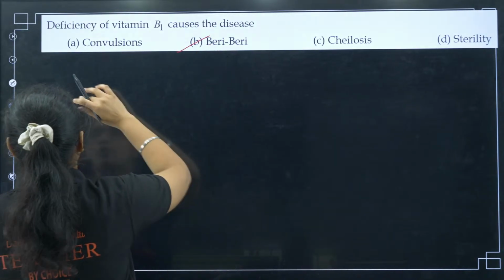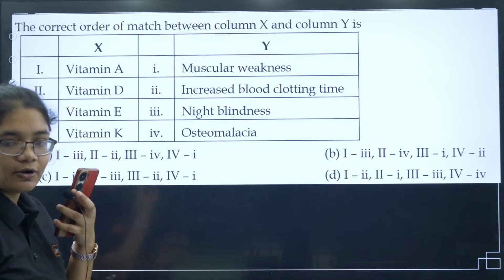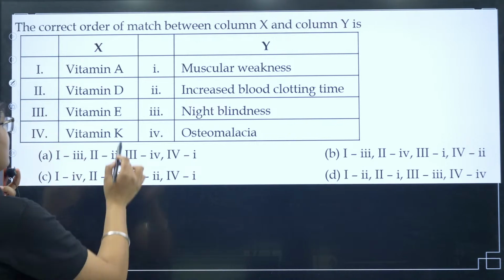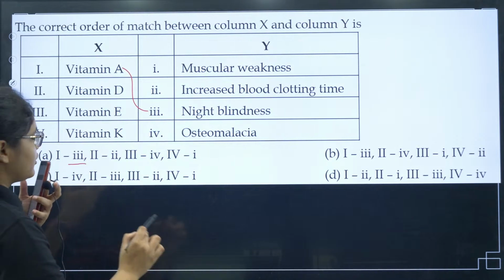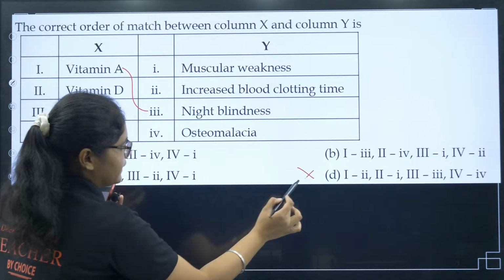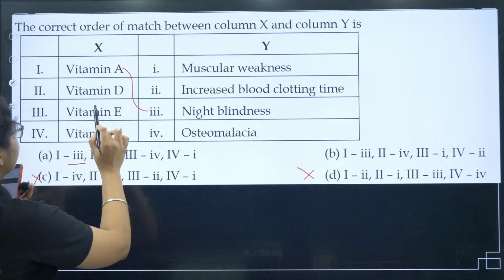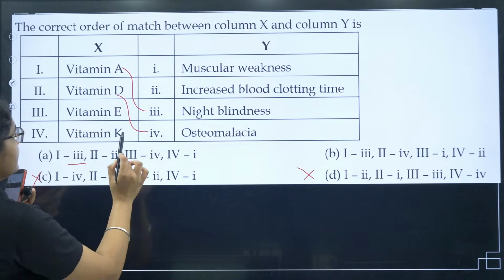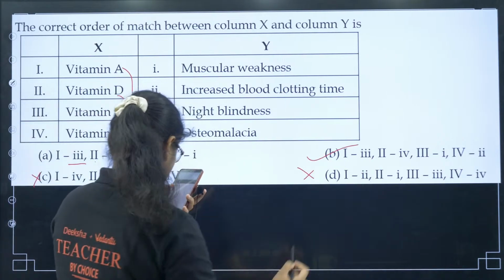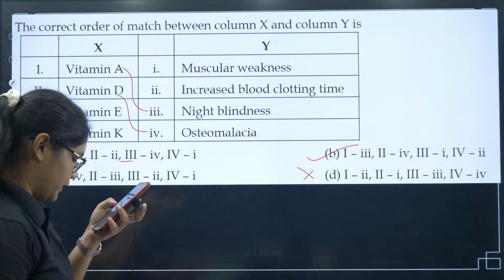Yes, beriberi. Okay. Next, again from deficiency disease, match the following. Vitamin A causes night blindness, so A has to be 3. So I can eliminate options C and D. Next, vitamin D causes osteomalacia. That is 2 is 4. That is option B here.